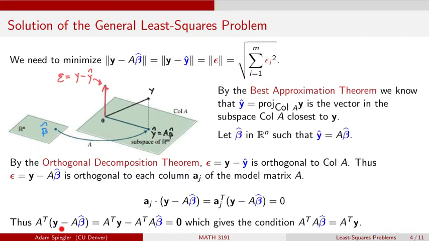So we can rearrange this condition. I'm going to take A transpose times the vector y, and I'm going to take A transpose times A beta hat. So what we get is a condition that A transpose times y minus A transpose times A beta hat needs to give me the 0 vector. So I can take this product over here and add it to both sides, and we get the following condition, that the beta hat that's going to be the least squares solution has to satisfy this equation: A transpose A beta hat must equal A transpose y.